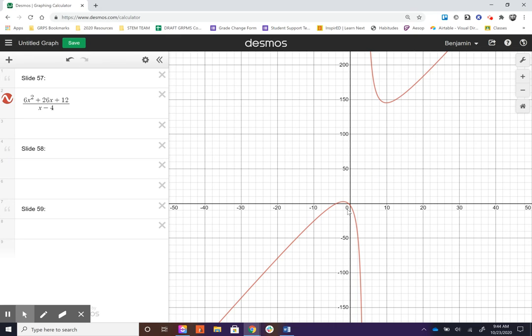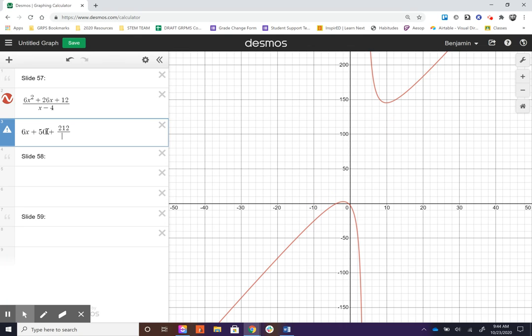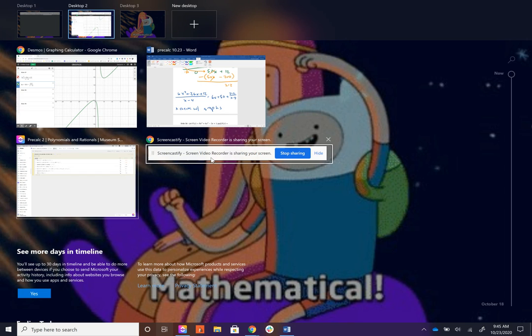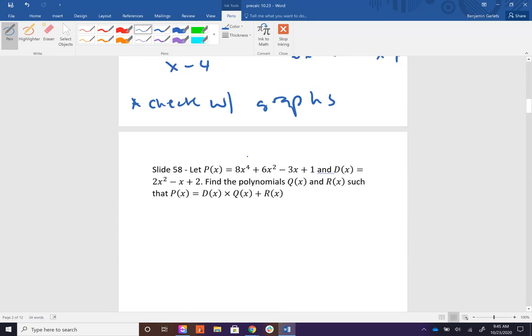So we want to see if our quotient plus remainder lands on top of this, because if it does, then that means that we have done our division properly. Plus 212 over x minus 4. Okay, sweet. So we know that those two are the same. Those are the same functions. All right. So let's go back to here and let's take a look at this next example.